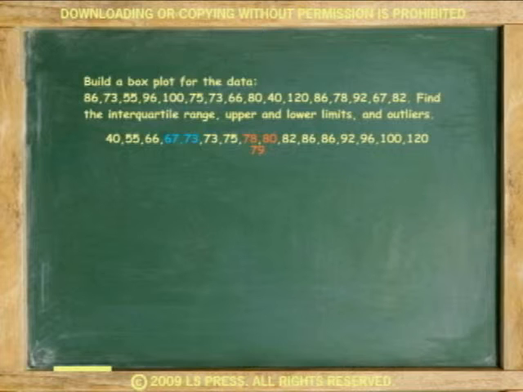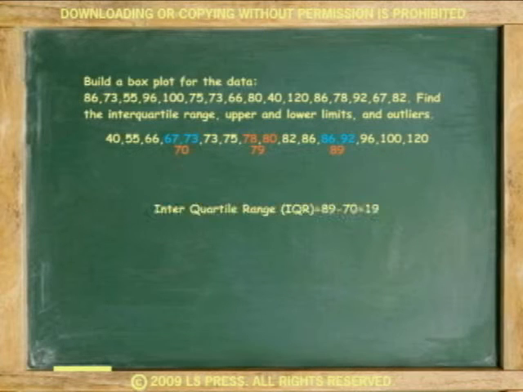the 5th. Add the 4th and 5th number, divide by 2, and the lower quartile is 70. The upper quartile must be in the middle of the last 8 numbers, after the 12th, but before the 13th. Add the 12th and 13th number, divide by 2, and the upper quartile is 89. The interquartile range is the distance between the upper quartile and the lower quartile, or 19.